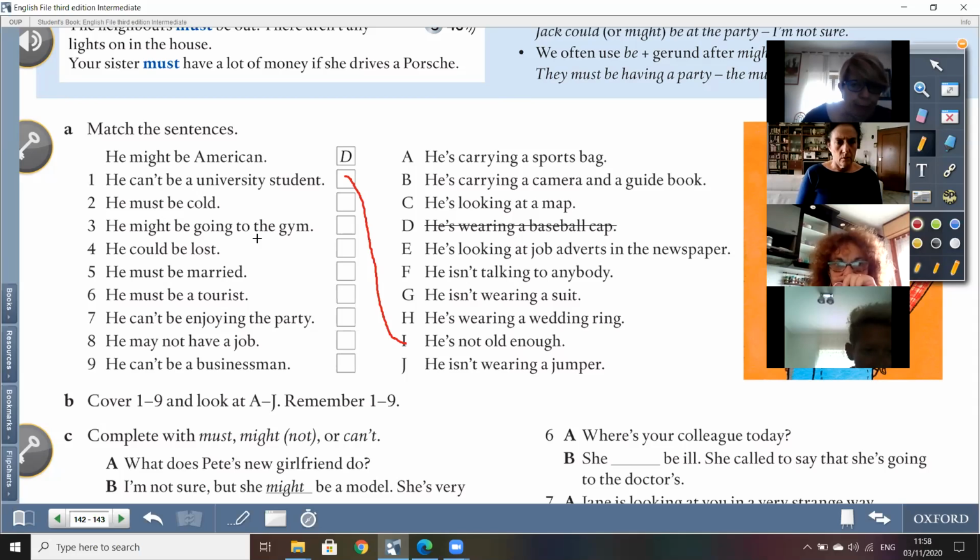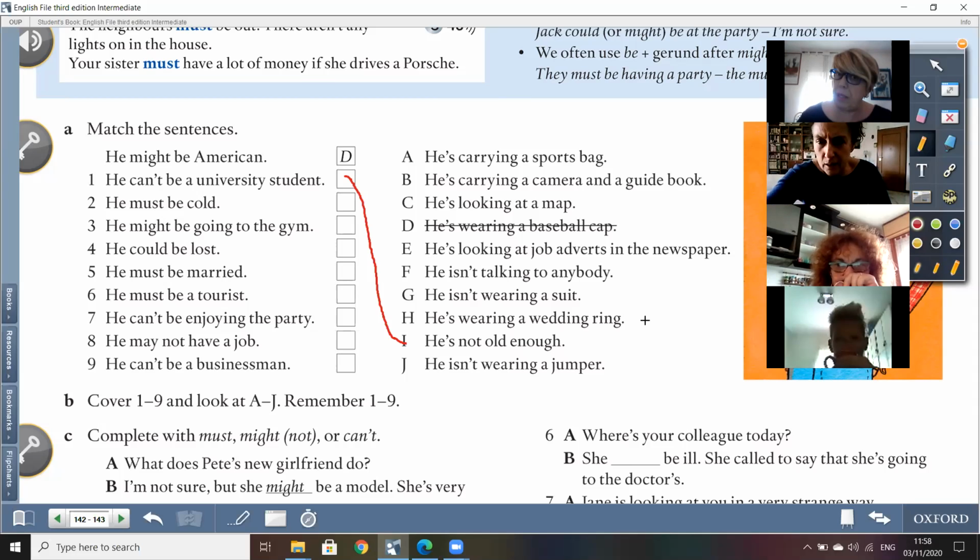Facciamo la 3. Antonella, fai la 3. He might be going to the gym. Il jumper, scusami, non mi ricordo, cos'è? Maglione. Il maglione. Ah, ok. No, he's carrying a sport bag. Ok, e va bene. He might be going to the gym because he's carrying a sport bag. It could be lost. He's looking at a map. Ok.